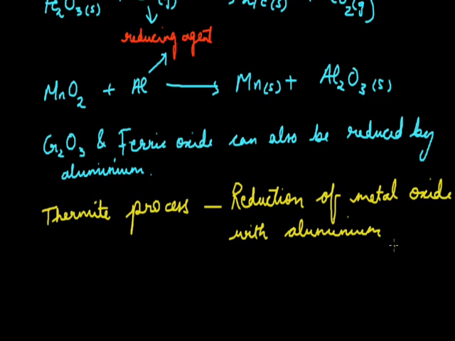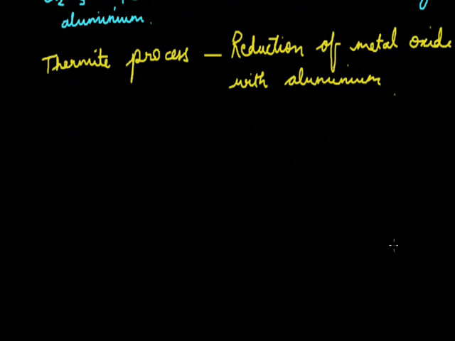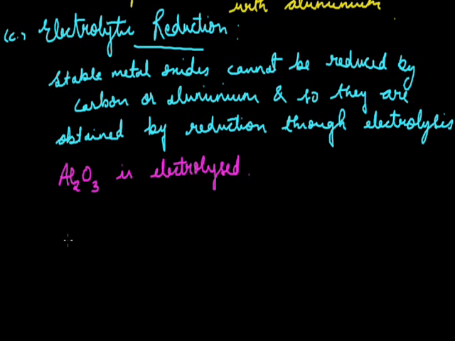Now some metals are highly reactive, and for those metals we use another method of reduction, that is by electrolysis, or we can say electrolytic reduction. That is, by passing an electric current, the metal oxide is reduced. So here aluminium takes 3 electrons from the cathode and it will form aluminium. Cathode is the negative electrode and anode is the positive electrode. The electrode where reduction occurs is called the cathode.